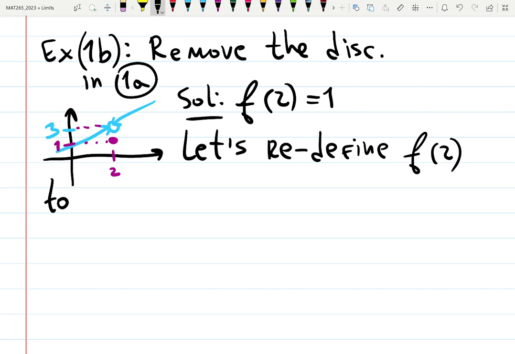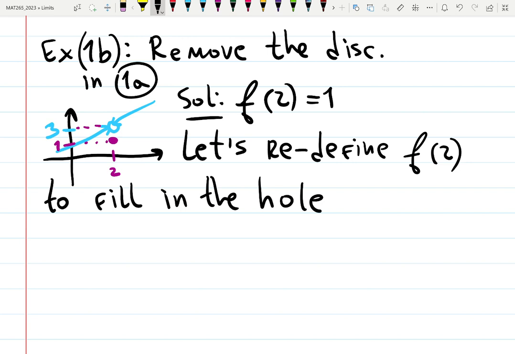So let's do it to fix the problem. I would say, which one do you like? I like to fill in the hole, I guess. That's like the least professional phrase, so I kind of like it the most.